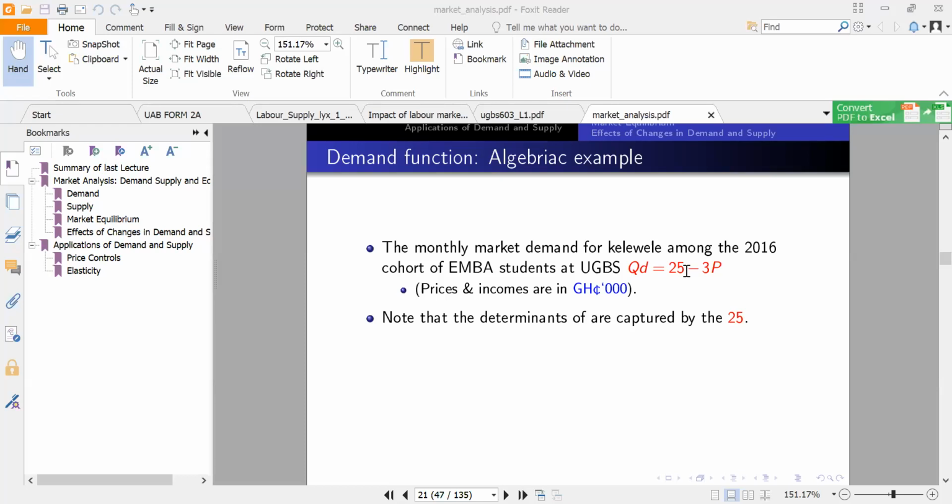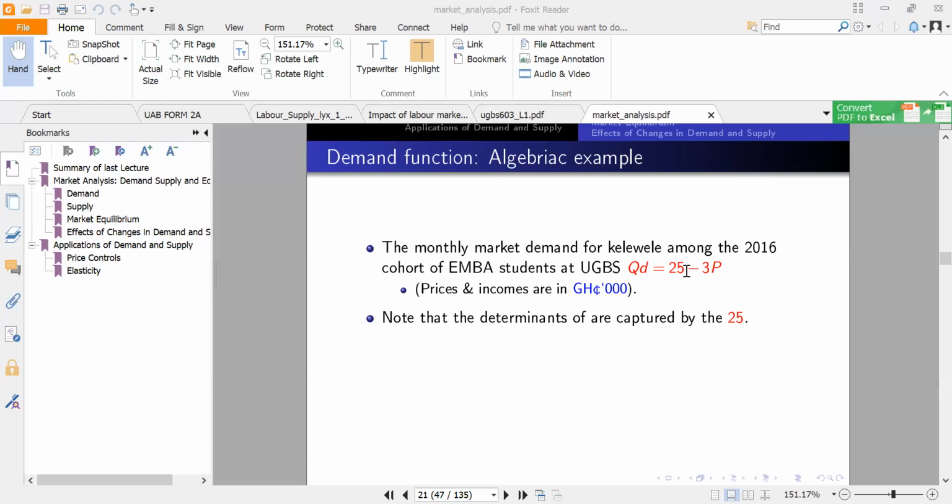25. If price was 0, how many will be purchased? 25. Exactly. So if it was for free, people will go for 25 units. So that is a constant, holding your income constant.